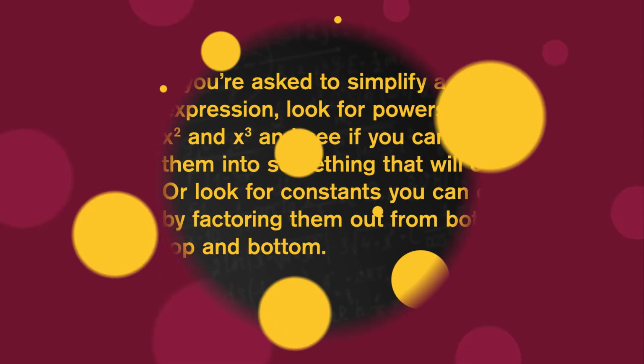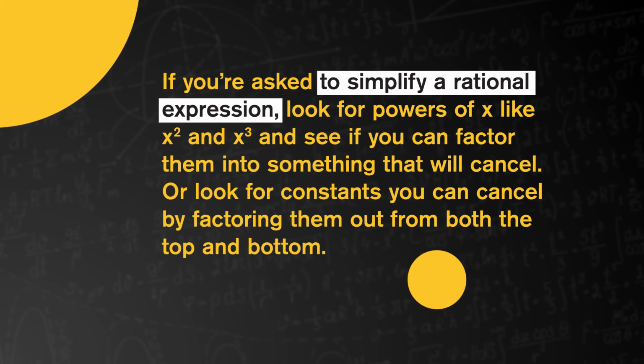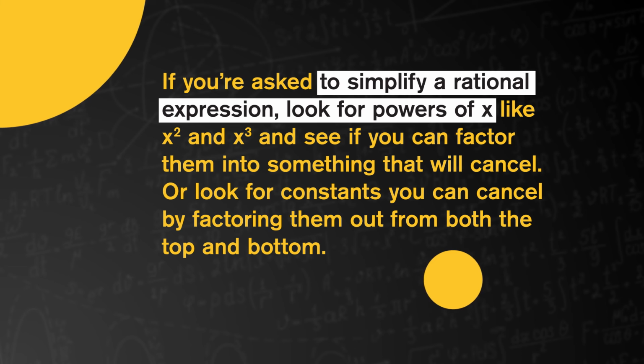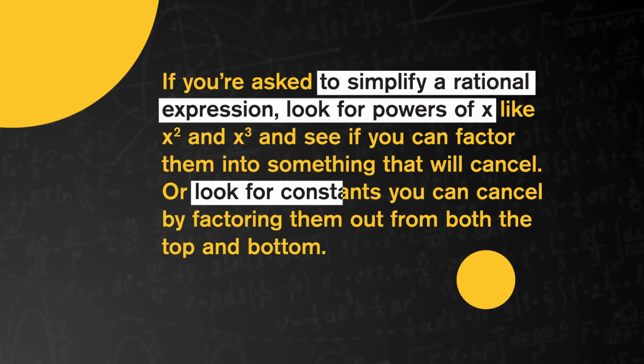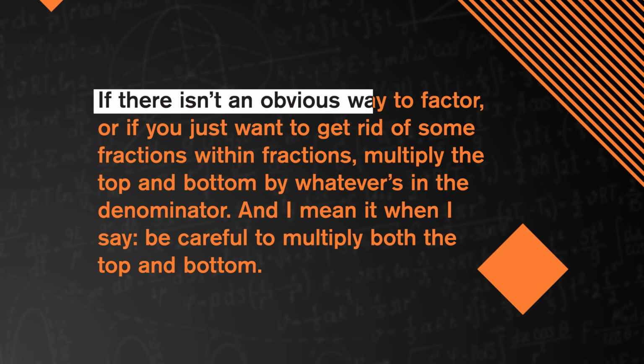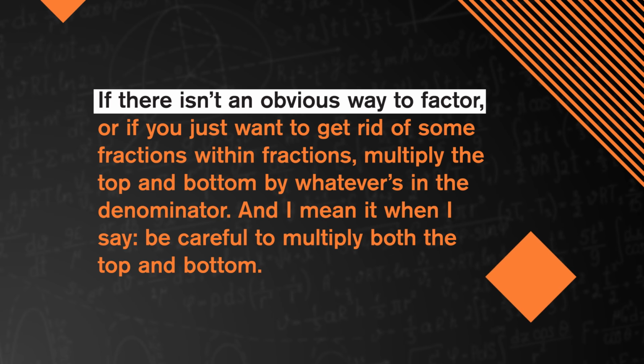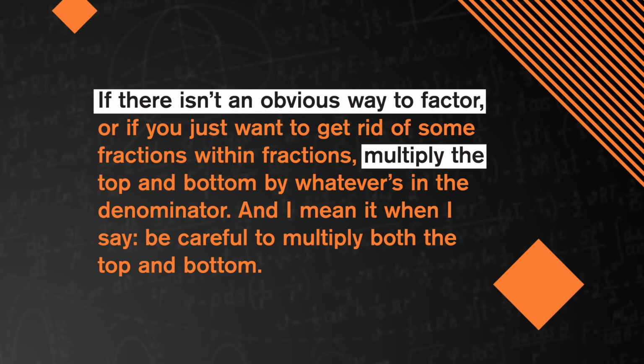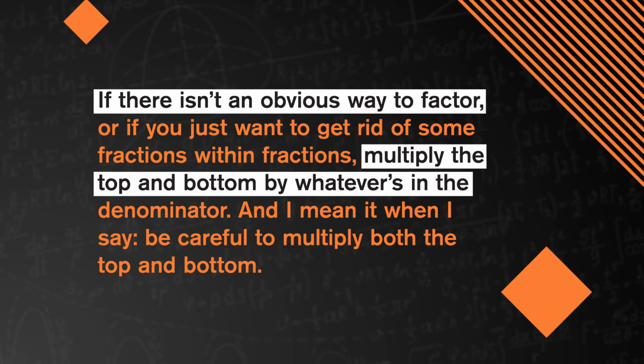But if you're faced with one and don't know where to start, here's some things you can do. If you're asked to simplify a rational expression, look for powers of x, like x squared and x cubed, and see if you can factor them into something that will cancel. Or look for constants you can cancel by factoring them out, both from the top and the bottom. If there isn't an obvious way to factor, or if you just want to get rid of some fractions within fractions, multiply the top and the bottom by whatever is in the denominator.